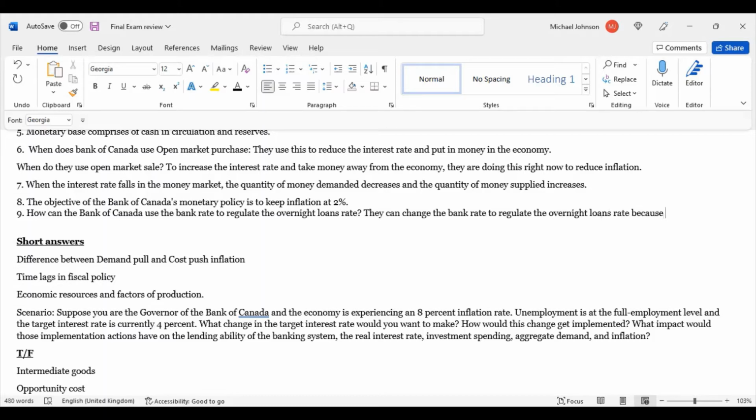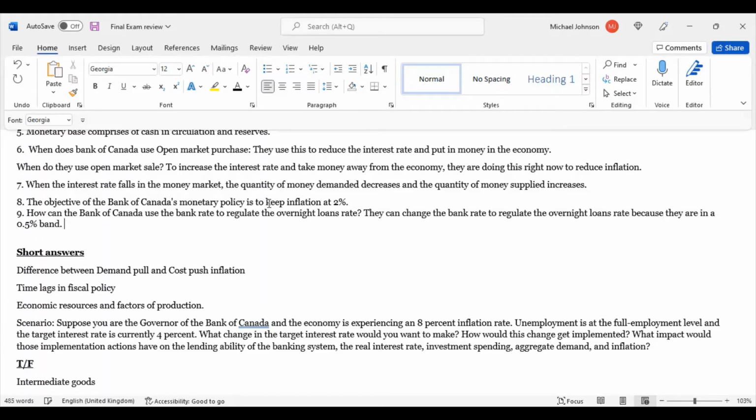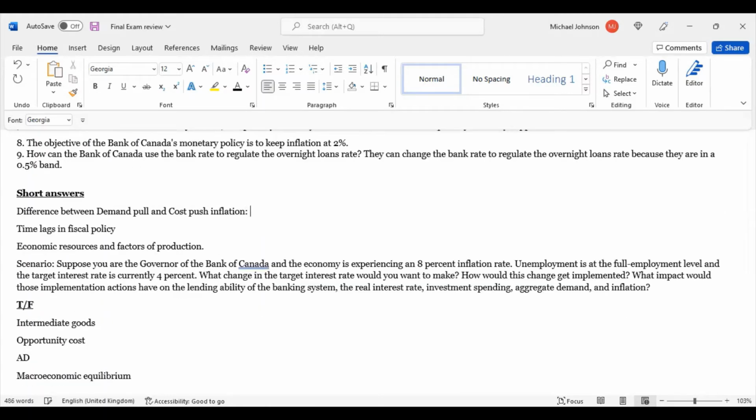because they are in a 0.5% band. Between demand pull and cost push inflation.